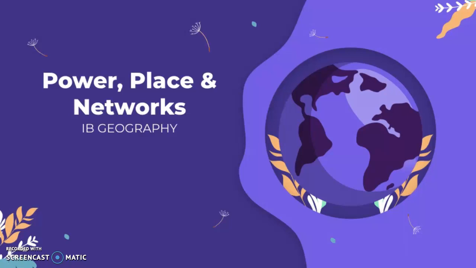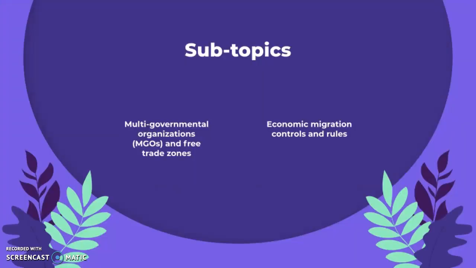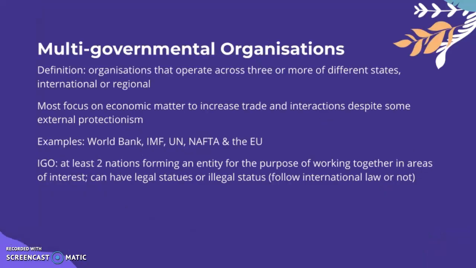Okay, this video is Power Plays and Networks: political factors that affect global interactions. The subtopics are multi-governmental organizations, free trade zones, and economic migration controls and rules. So, MGOs. An MGO is an organization that operates across 3 or more different states, international or regional.